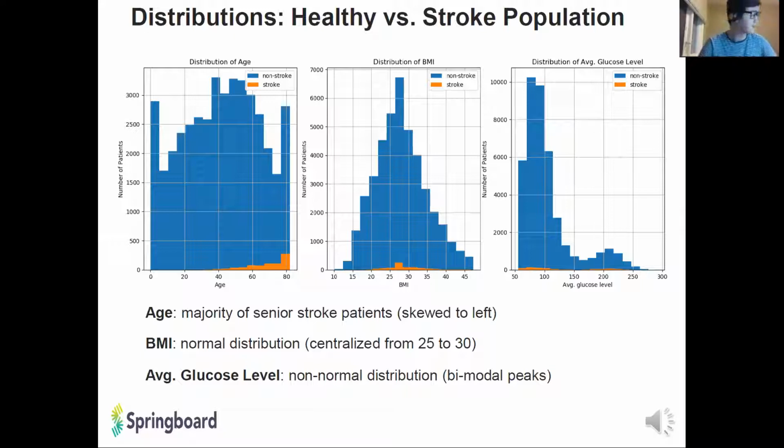And the last thing is, in terms of average glucose level, it showed a non-normal distribution, especially in the stroke patient population with the orange label. You can see that it looks like a bimodal peak, a bimodal hump in the lower and the upper range of the average glucose level.